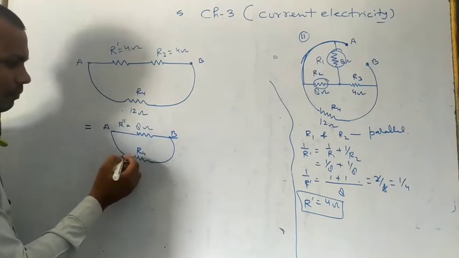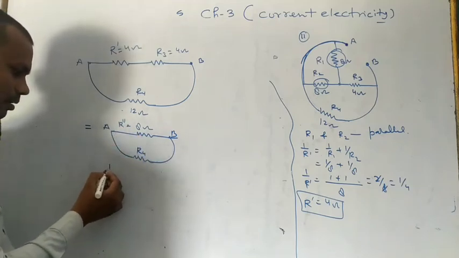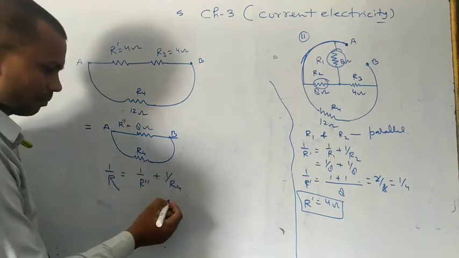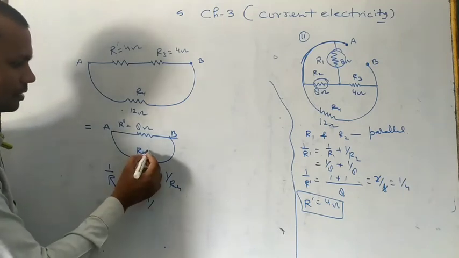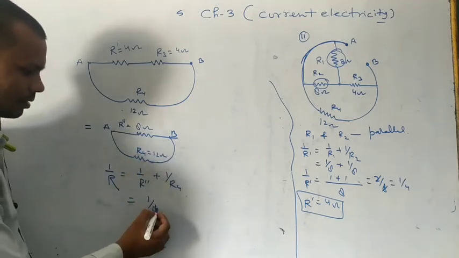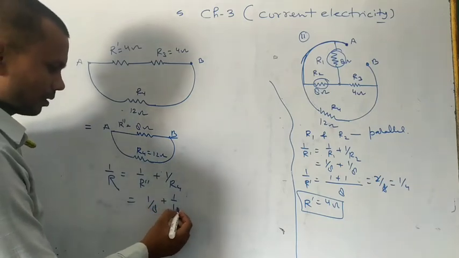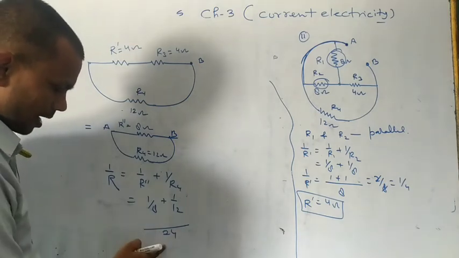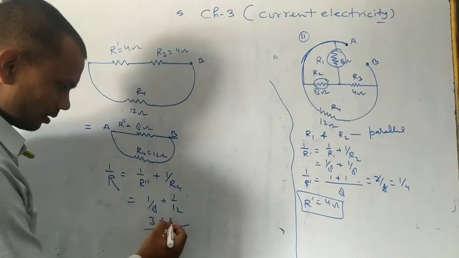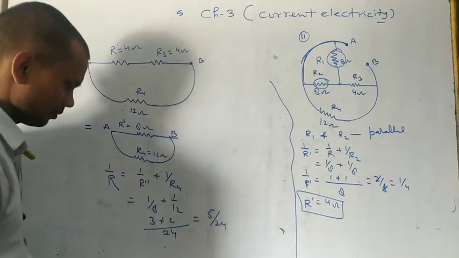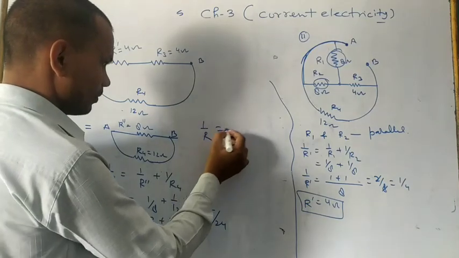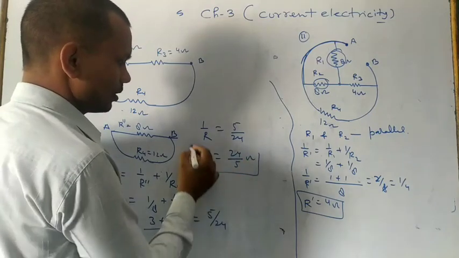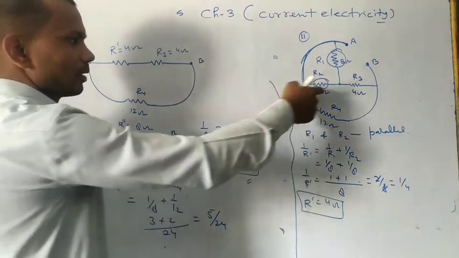Now suppose this is R double dash. R double dash and R4 are in parallel. So suppose the equivalent is R. 1/R = 1/R double dash + 1/R4, where R double dash is 8 and R4 is 12 ohm, so 1/8 + 1/12. Taking the LCM, 24 is the LCM, so 3 plus 2 is 5/24. So 1/R is 5/24, which means R equals 24/5 ohm. This is the equivalent resistance of the given network.